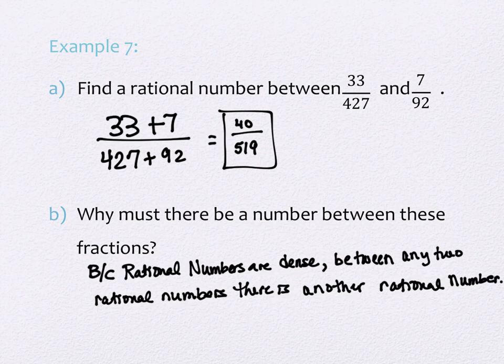So the reason this has to exist is because the two numbers are rational. And we know that between any two rational numbers, there's another rational number.